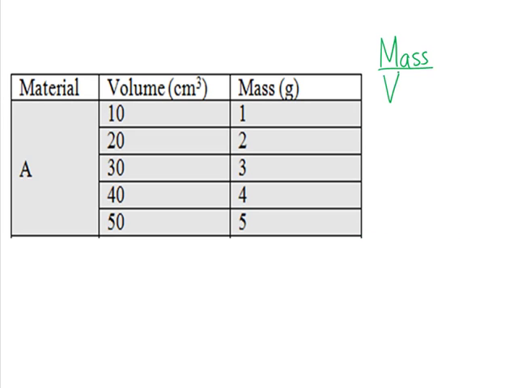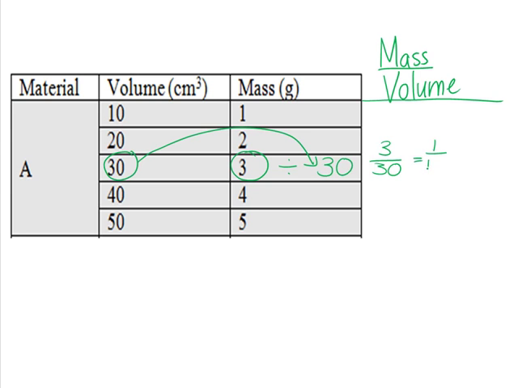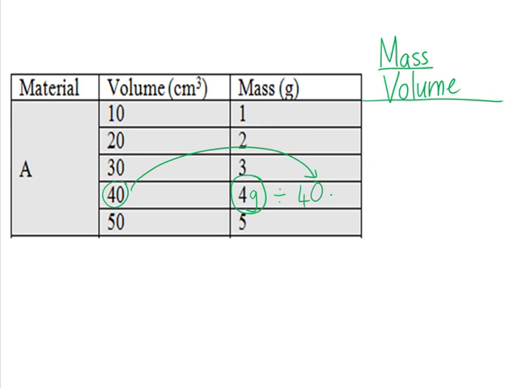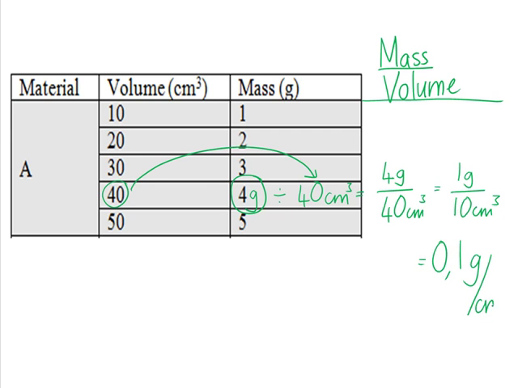We can also calculate the ratio as mass per volume. For material A, our answer is always 1/10, which is 0,1 gram per centimeter cubed. 3 gram divided by 30 centimeter cubed equals 1 gram per 10 centimeter cubed. 0,1 gram per centimeter cubed. 4 grams per 40 centimeter cubed is 1 gram per 10 centimeter cubed. 0,1 gram per centimeter cubed, and so on.